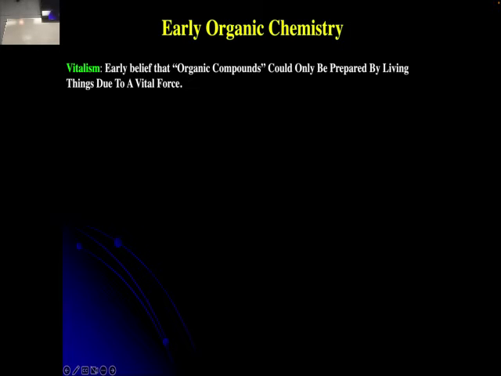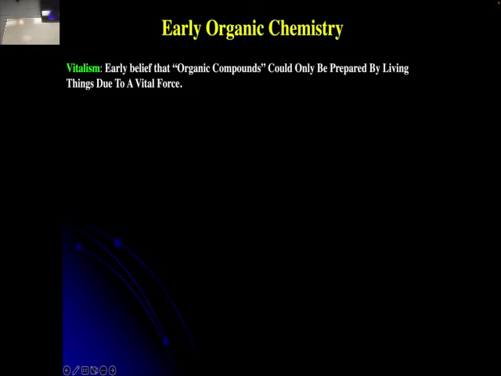Let's talk a little bit about some early organic chemistry. Prior to what we consider the modern era in the mid to late 1800s, there was this belief of vitalism. And that was an early belief that organic compounds could only be prepared by living things due to some unknown vital force. That is, a living thing was the only thing that could make an organic compound. Okay, and there was some unknown vital force that was responsible for that. And it settled well with people in religion. It settled well with the kings. They were all happy with this definition.